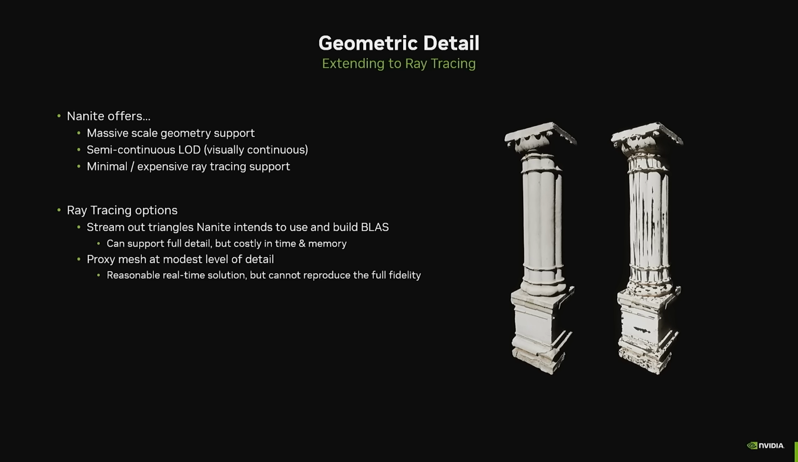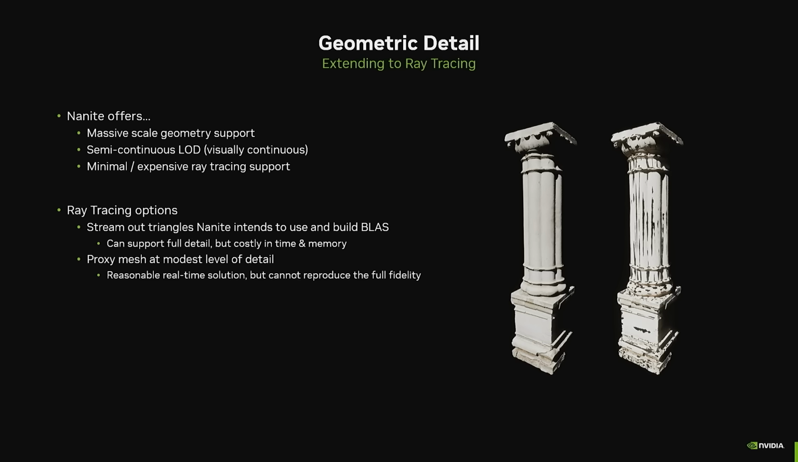The unfortunate thing is, we're doing path tracing, so we need to trace rays to do most of our lighting. And Nanite has minimal or somewhat expensive ray tracing support by default in the engine. What it offers is that you can burn out the current active LODs, which means possibly rebuilding acceleration structures every time you change your geometry because of this semi-continuous LOD space.